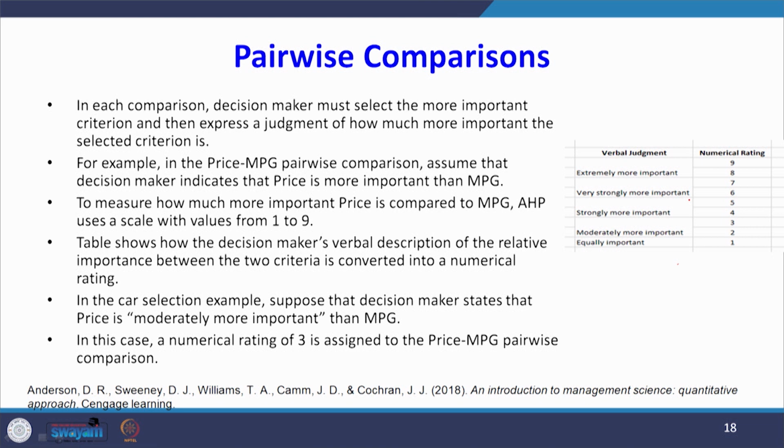In the car selection example, suppose the decision maker states that price is moderately more important than miles per gallon. Where is moderately more important? This one, moderately more important. In this case, the numerical rating 3 is assigned. See that, this 3 is assigned.